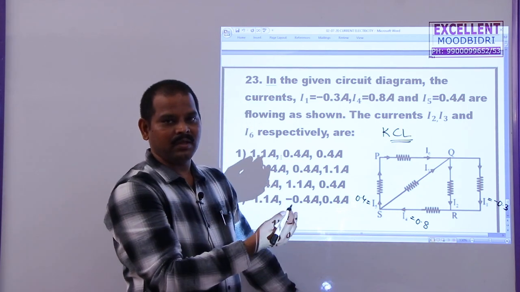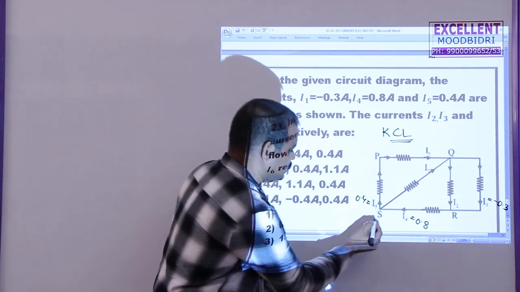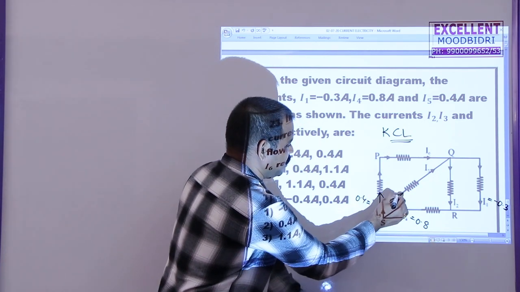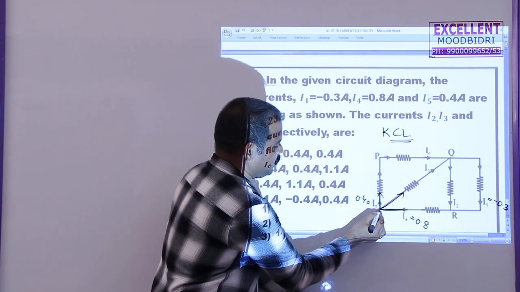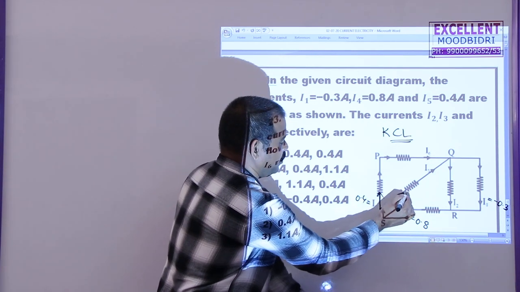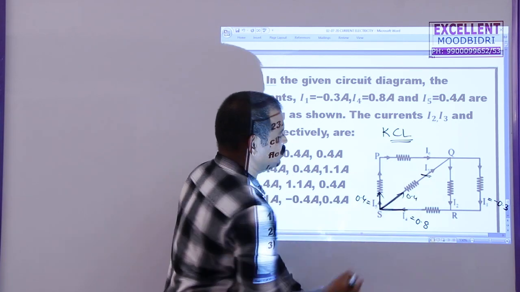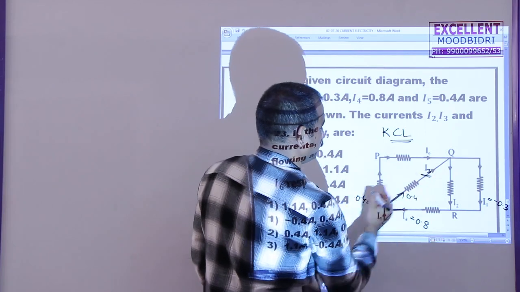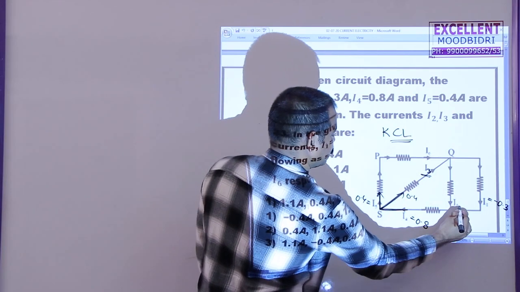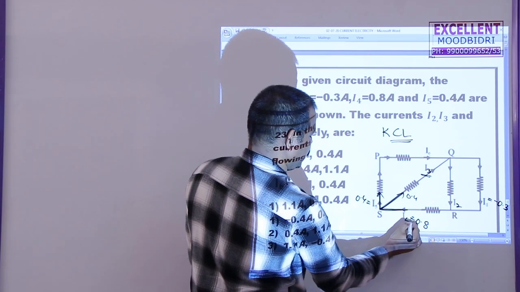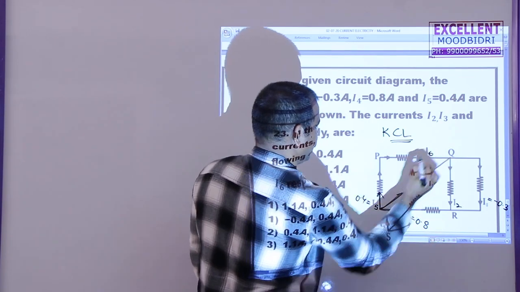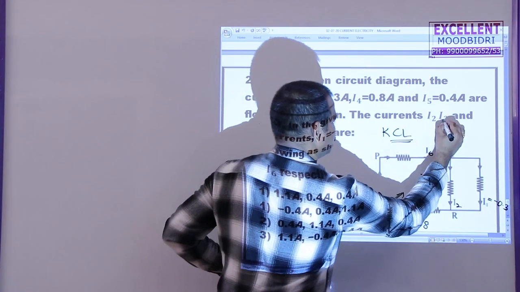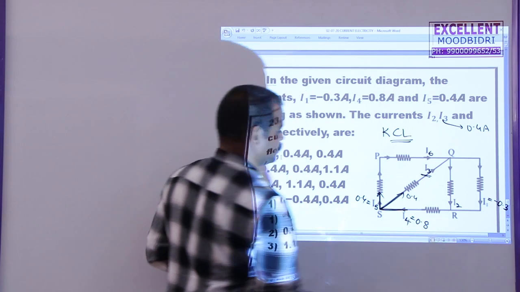Now here, by applying Kirchhoff's current law at this junction S, the incoming current is 0.8. This and this are outgoing currents. Out of 0.8, 0.4 is going in this direction. So the other one must be 0.4. So this value I3 must be 0.4. This is I1, this is I2, I3. This is I4, I5. This is I6. So now I got this value I3 as 0.4 amperes.